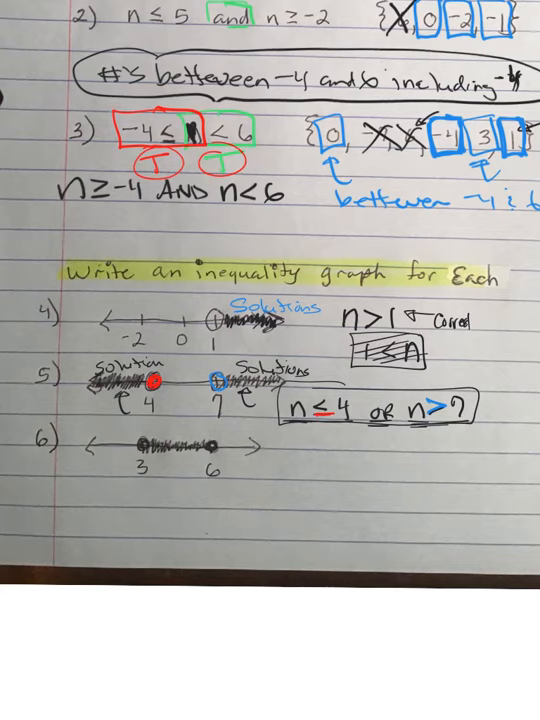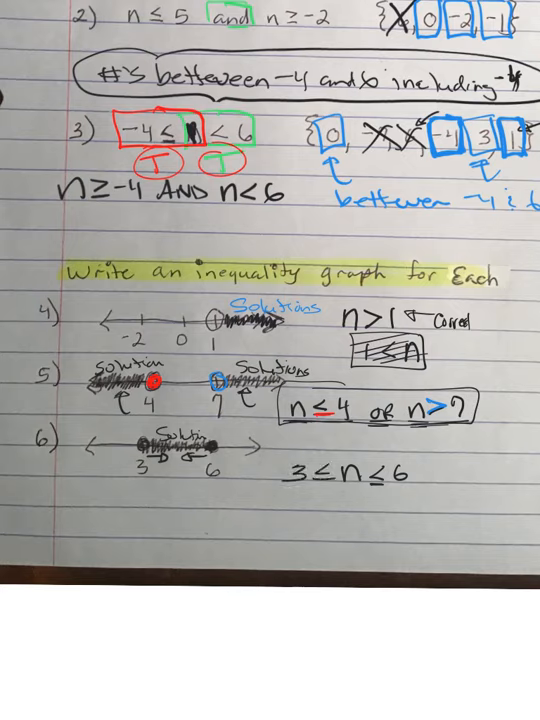Number 6, the solutions, what do you notice? Aren't the solutions between 3 and 6? So we would say the solutions are between 3 and 6. The solutions are to the left of 6, so that would be less than or equal to, because it's solid. And they're also to the right of positive 3, so that would be greater than or equal to 3.